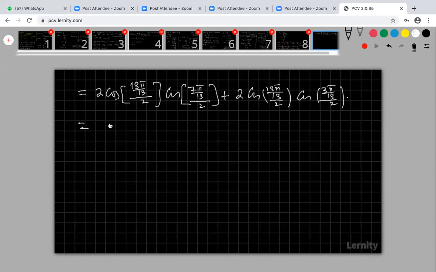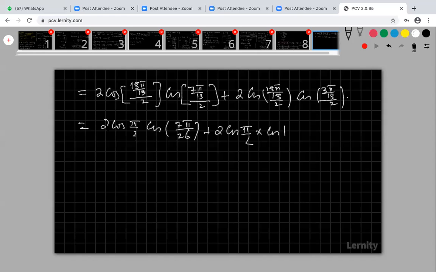This is 2 cos pi by 2. Here 13, 13 cancel. 2 cos pi by 2 into cos of 3 pi divided by 26. Here different value, here different value. But what about here? Your cos pi by 2. What is the value of cos pi by 2? My cos pi by 2 is 0.